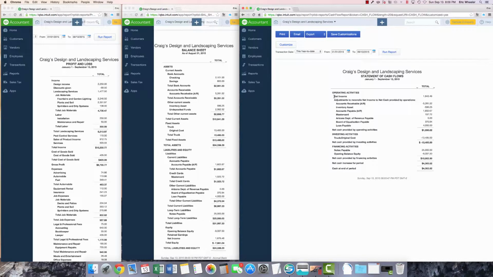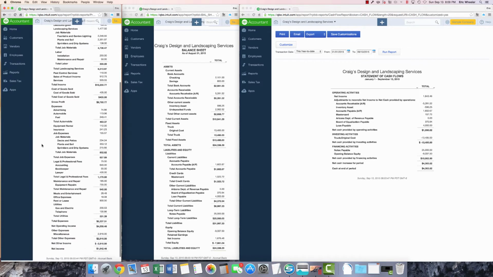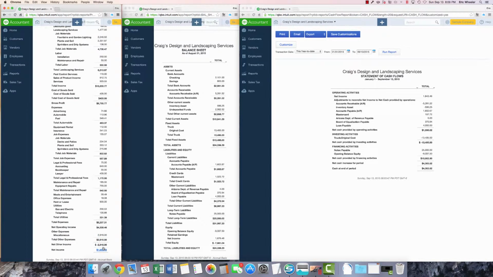So if you take a look at the very top line item in the statement of cash flows, you're going to see net income of $1,642.46. Well, where else would you see this number? Well, you actually will see it as the bottom line number on the profit and loss, and you'll also see it in the equity section of the balance sheet.